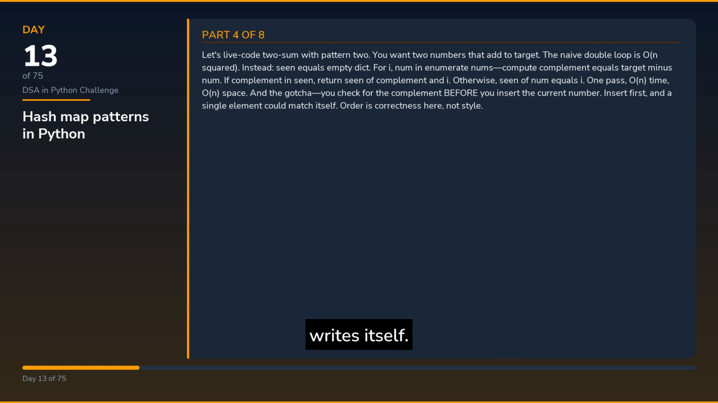Let's live code two-sum with pattern 2. You want 2 numbers that add to target. The naive double loop is O(N squared). Instead, seen equals an empty dict. For i, number in enumerate(nums), compute complement equals target minus number. If complement in seen, return seen[complement] and i. Otherwise, seen[number] equals i. One pass, O(N) time, O(N) space.